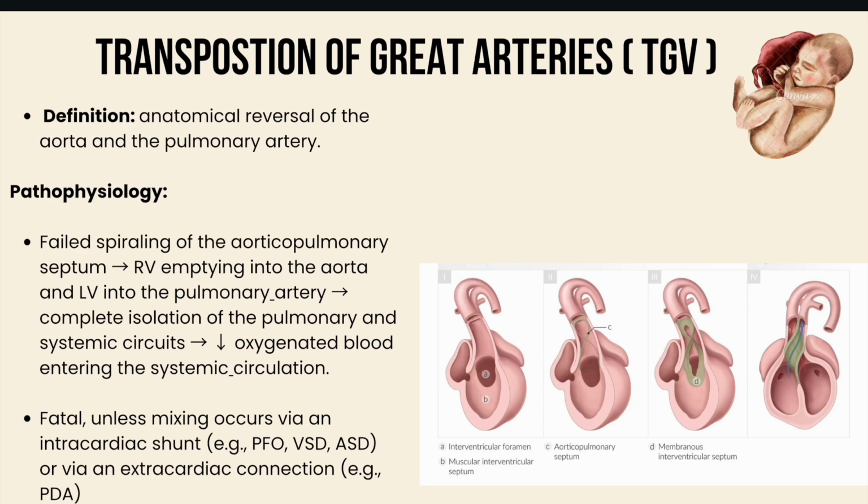This is going to result in 2 complete parallel circulations in which the lungs are just going to keep on receiving oxygenated blood, and the extremities and the other body parts are going to receive deoxygenated blood. It is a fatal condition unless there's a mixing that is going to occur by an intracardiac shunt, whether it was a patent foramen ovale, ventricular septal defect, atrial septal defect, or by an extracardiac connection, which is basically the persistent ductus arteriosus.